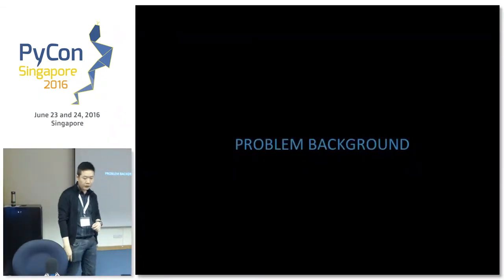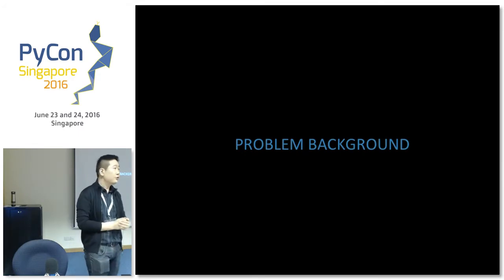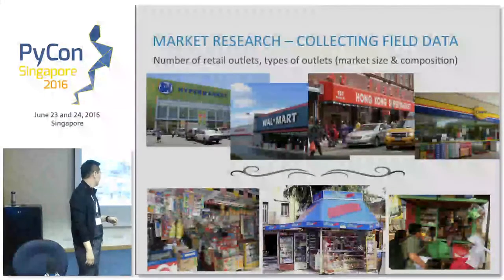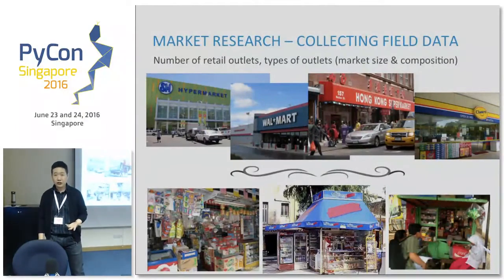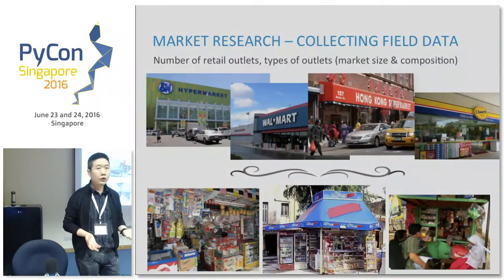First of all, the problem that we are trying to solve: rural urban classification. Why do we want to look at rural urban classification? And what exactly is rural urban classification? Well, the background to this business problem is that Nelson is a market research company. So we send our data collectors out to collect field information or field data.